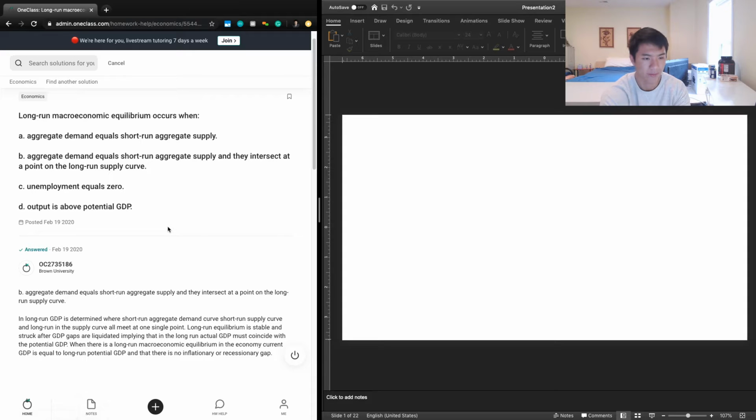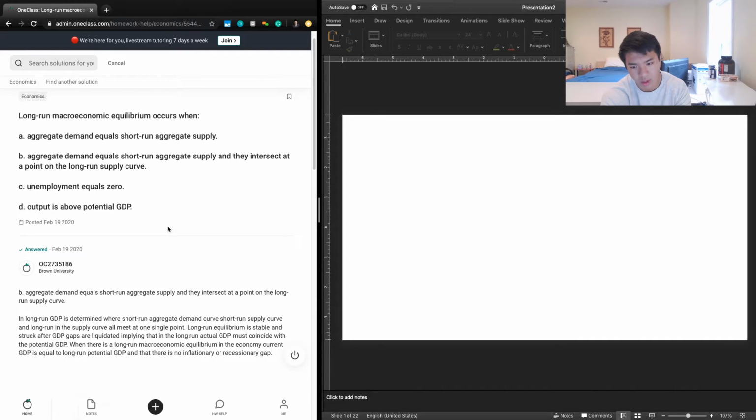Okay, so this next question refers to long-run macroeconomic equilibrium. It says long-run macroeconomic equilibrium occurs when which of the following is true? A is aggregate demand equals short-run aggregate supply. B is aggregate demand equals short-run aggregate supply, and they intersect at a point on the long-run supply curve. C is unemployment equals 0, and D is output is above potential GDP.